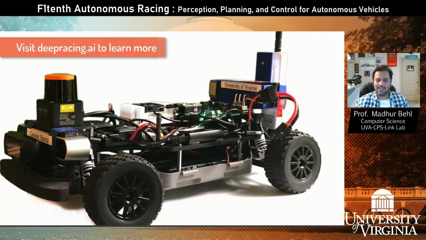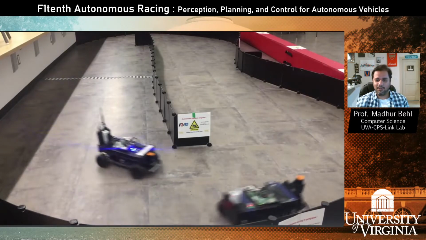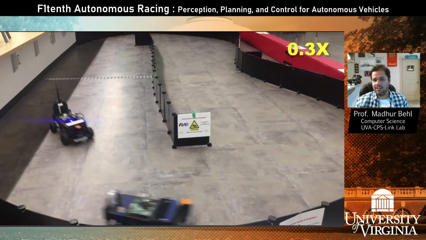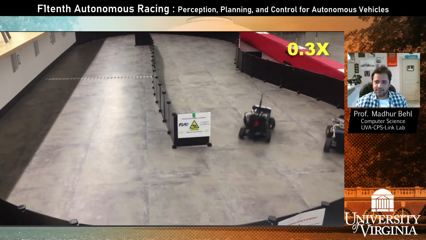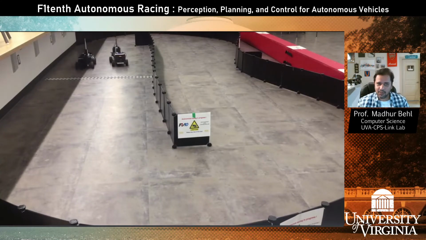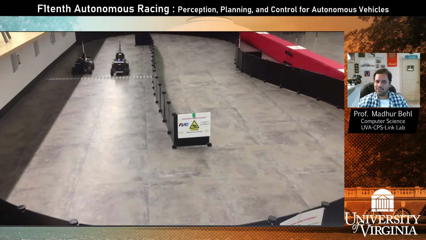And so you can go to deepracing.ai to learn more as well. But when you bring all of this together, now you have two F110 vehicles and both are autonomous and one has just learned how to overtake the other, right? So this is just one of those ways in which we are using it for research. There's many, many other ongoing research projects as well.